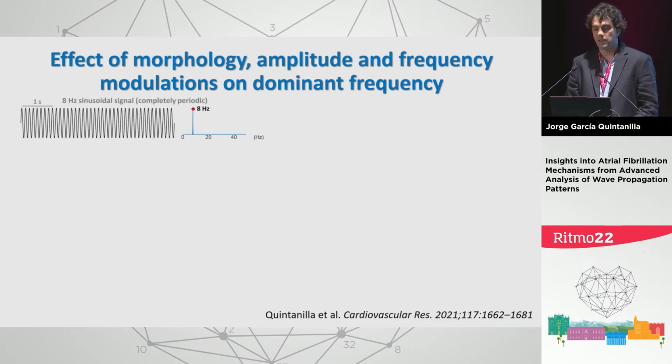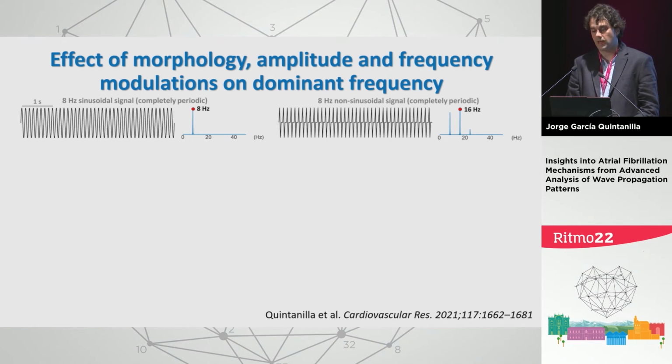Here you can see a completely periodical sinusoidal signal whose spectrum displays a single spectral line at the frequency of the sinusoid. If the signal is still periodical but not sinusoidal, harmonic peaks at double, triple, etc. frequencies make their appearance in the spectrum. Some of these harmonic peaks may even be higher than the peak that reflects the periodicity of the signal. In this example, that peak would be the one at 8 Hz.